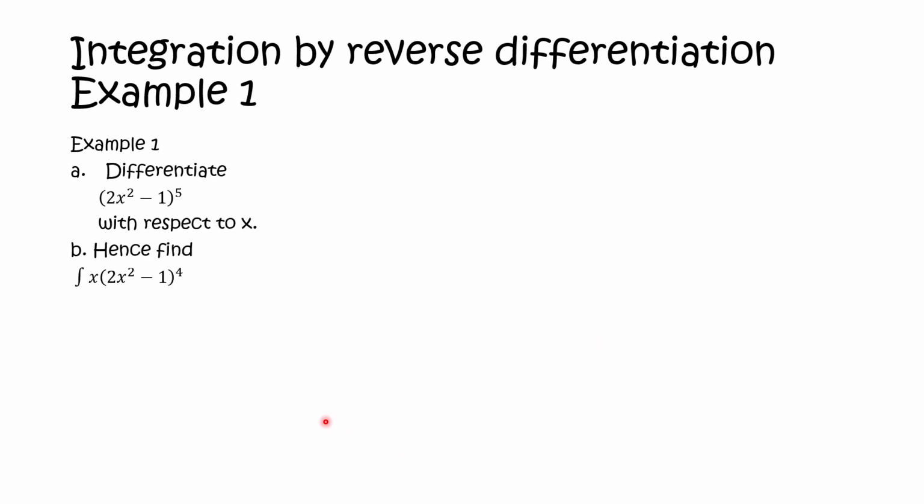Let's take a look at example 1. Differentiate (2x² − 1)^5 with respect to x. The b part: hence find the integral of x(2x² − 1)^4 dx. So we would start with letting y be (2x² − 1)^5.